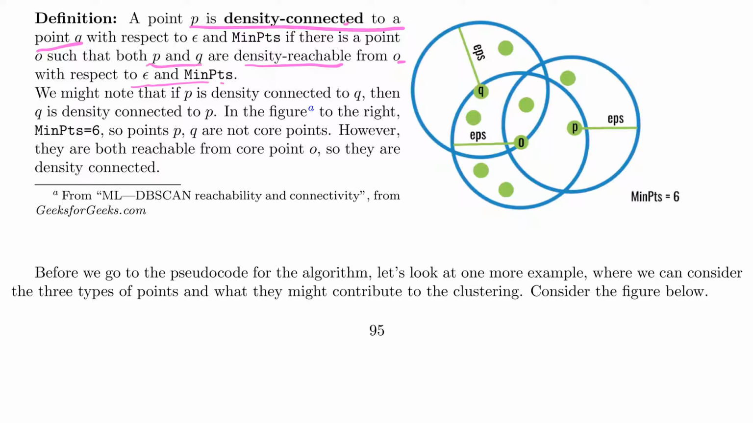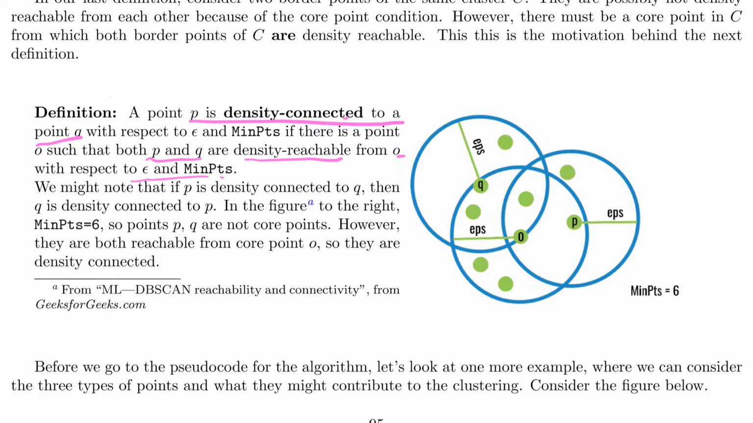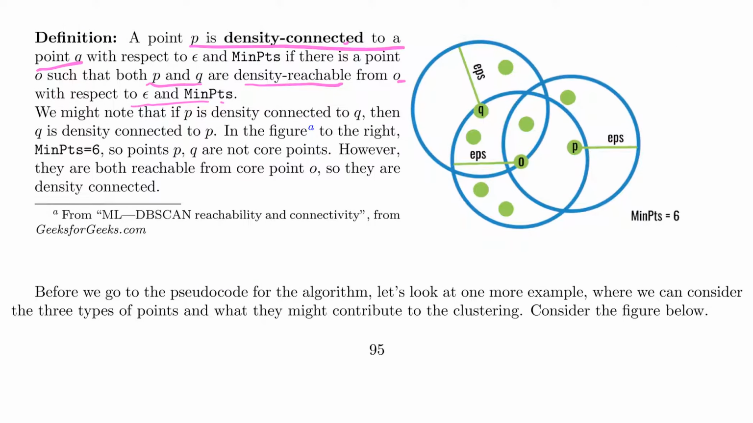By the way, I should say there was something funky going on here that I can't remember. Was it this picture or the other picture? Well, I think it was this picture. So one question we might ask is, is P a core point? I think you can see with minimum number of points being 6, it's not a core point. Same thing with Q. Q is not a core point. But they are both reachable from O, and so that's why they are density connected.